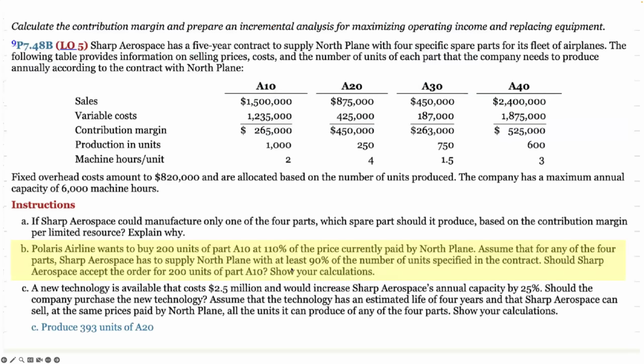The second question is asking about another airline. Okay, we talked about this contract being between the company and North Plain, but another airline, Polaris, wants to buy 200 units of part A10. They want to buy 200 units of A10, and they are paying 110% of the price.